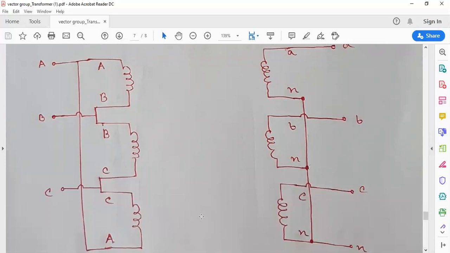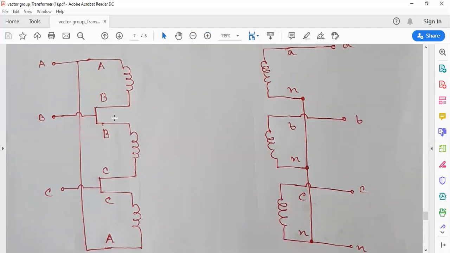VCN is induced due to VCN. After the marking of the high voltage side or delta side, we will add all the A's together. Here is an A, here is an A. So we are connecting these two by a wire. This is our final A point.